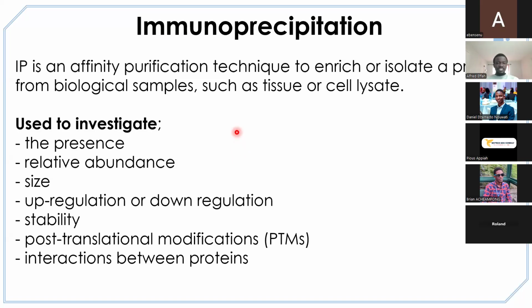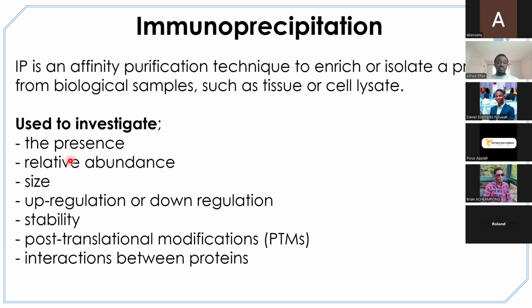So in a cell or in a tissue, let's say you have breast tissue or colorectal cancer tissue, you have a cell lysate, and you suspect that there is a particular protein or antigen in it. You just have to develop an antibody against it, and you're able to detect that particular antigen of interest. So basically, that's all about immunoprecipitation.